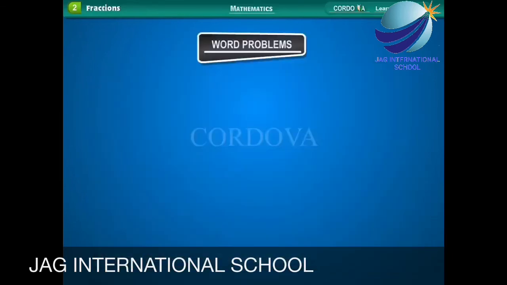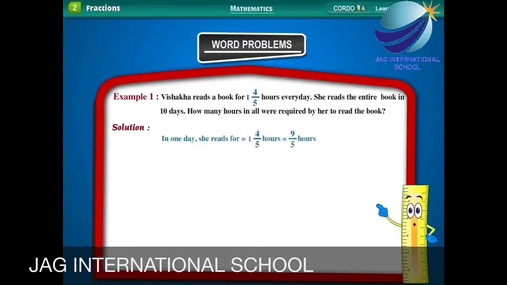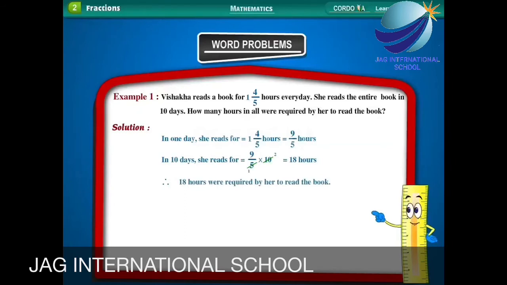Word problems. Example 1. Vishakha reads a book for 1 and 4/5 hours every day. She reads the entire book in 10 days. How many hours in all were required by her to read the book? Solution. In one day she reads for 1 and 4/5 hours, which is equal to 9/5 hours. In 10 days, she reads for 9/5 × 10, which is equal to 18 hours. Therefore, 18 hours were required by her to read the book.